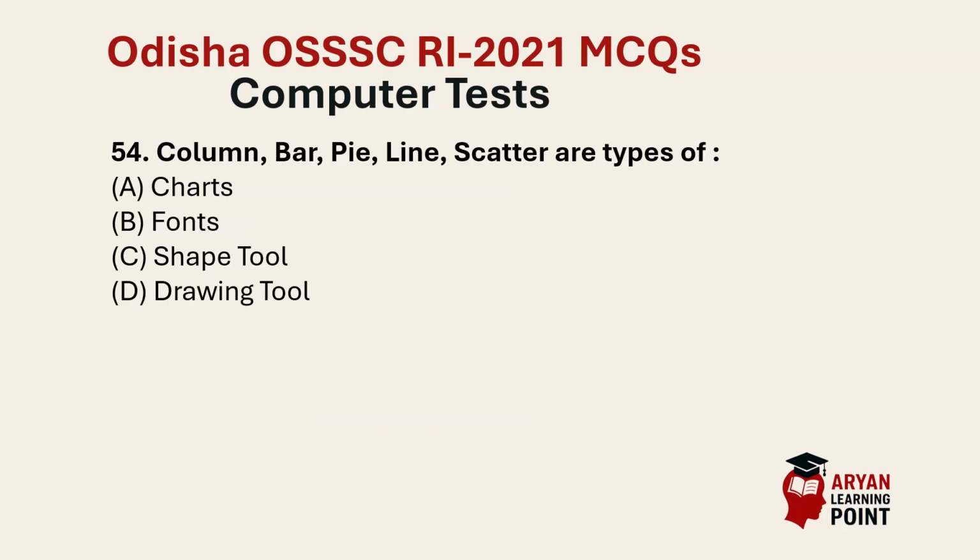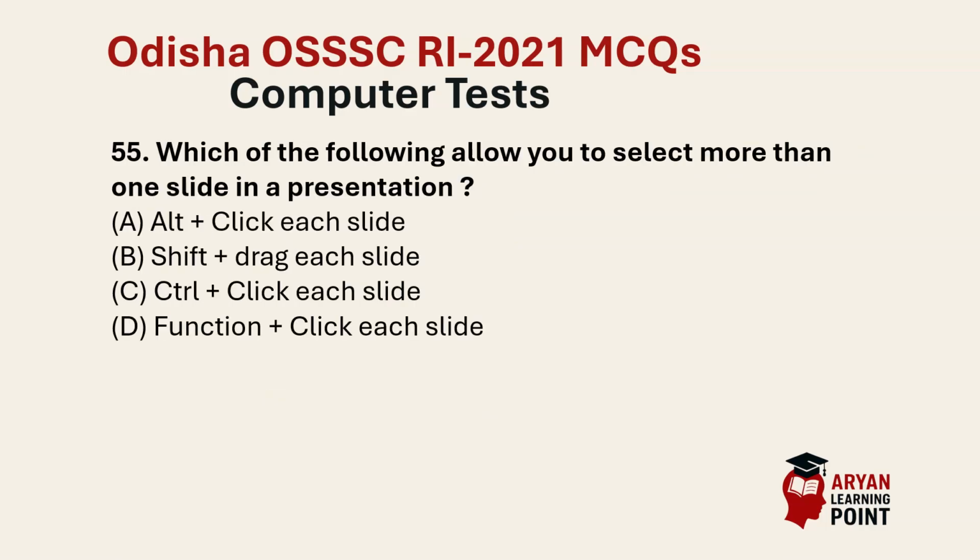54. Column, bar, pie, line, scatter are types of: A. Charts. B. Fonts. C. Shape tool. D. Drawing tool. Answer: A. Charts.